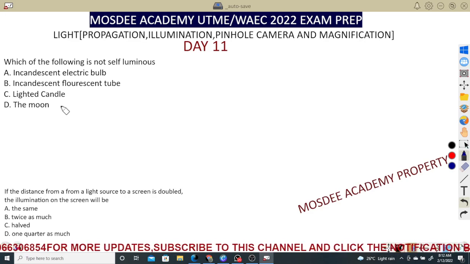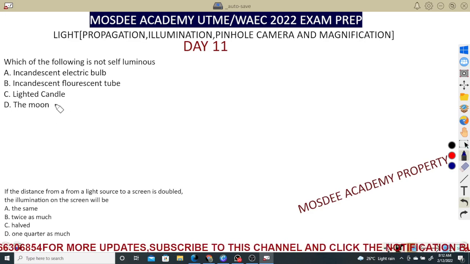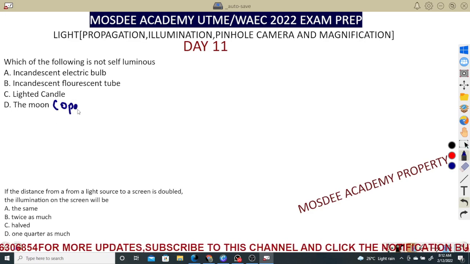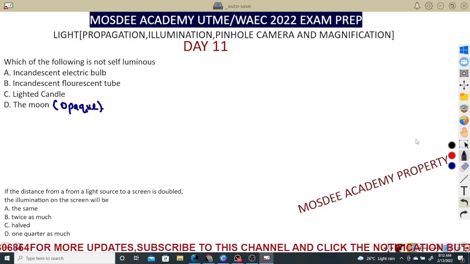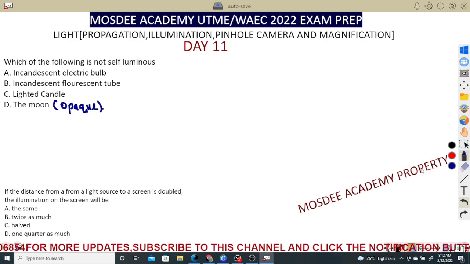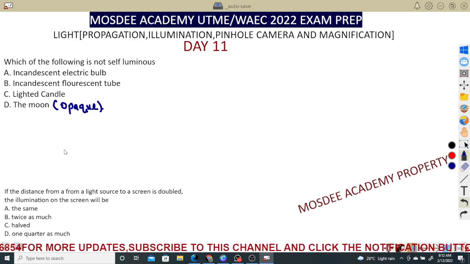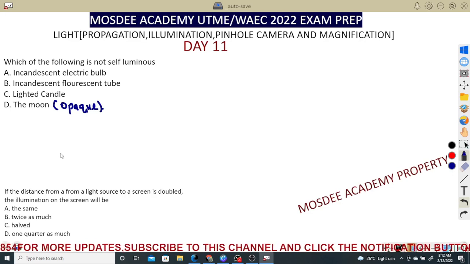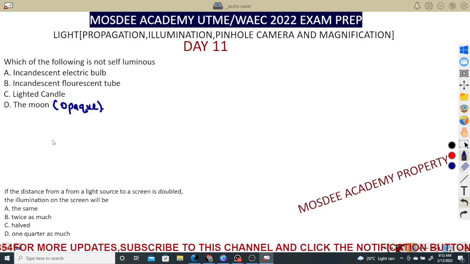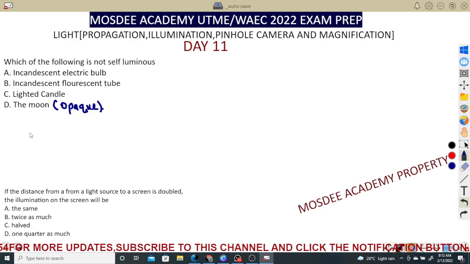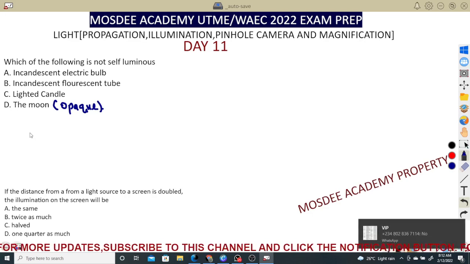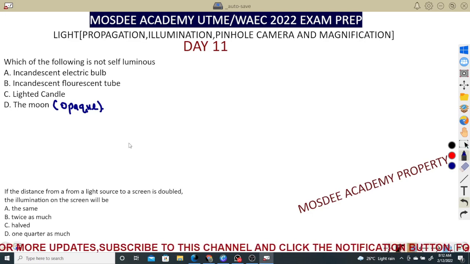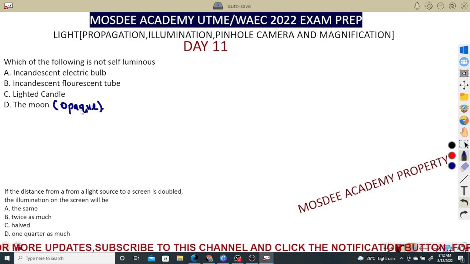The moon is not self-luminous, though the moon is also classified as an opaque object. Please always keep that in mind. I hope you have studied this in your basic science in junior classes. They do not allow the passage of what? Light. We have also classified objects in terms of the carrier of light, that is translucent, transparent, and opaque, which I hope you have studied in your junior classes. If not, transparent objects allow passage of light, translucent objects allow a little amount of light, and opaque objects do not allow light. A very good example is the moon.